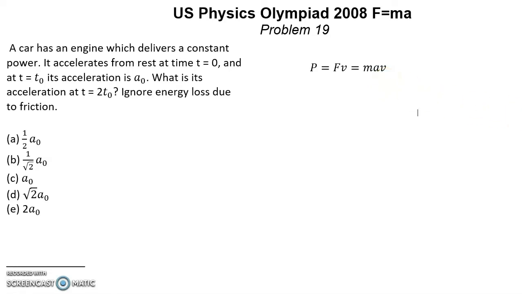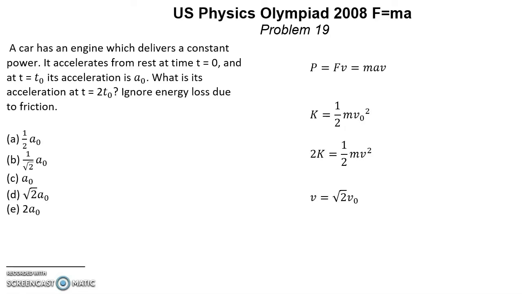On the other hand, we know that if we don't lose any power, all power goes to kinetic energy, because we have constant power, so our kinetic energy increases linearly. So this is the expression for kinetic energy. This expression is good for time equal to zero. If we have time equal to t0, we have to double our kinetic energy, which is this one. And from here we can immediately say speed equals root 2 v0. This is how our speed increases with time.